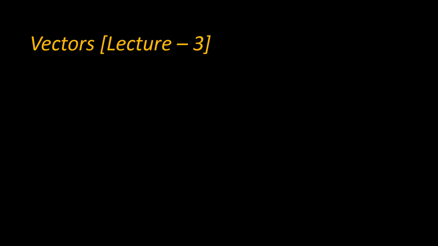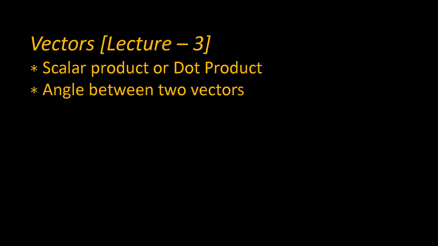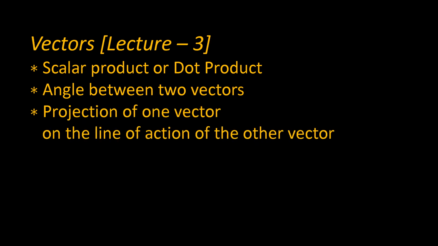In this third lecture on vectors, we will discuss scalar product or dot product, angle between two vectors, projection of one vector on the line of action of the other vector.